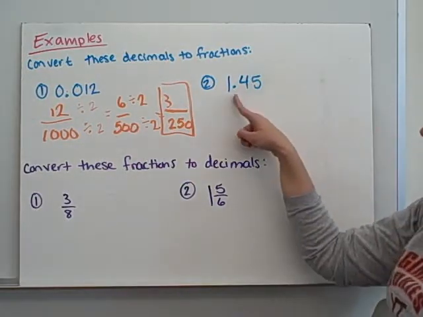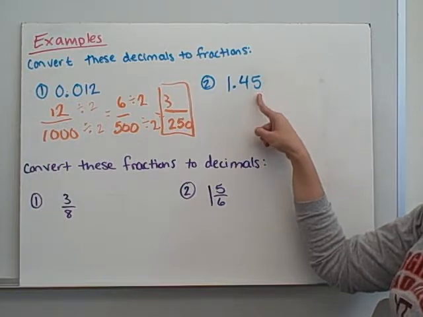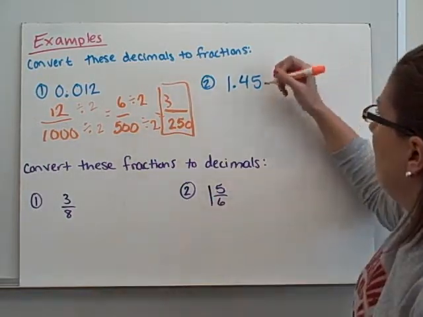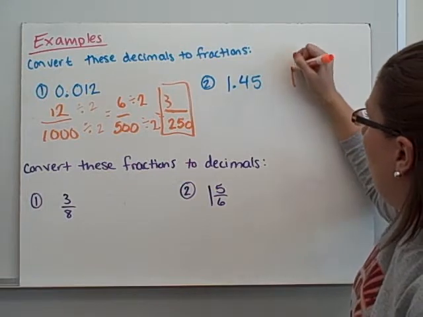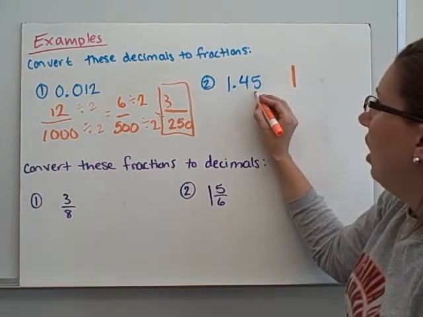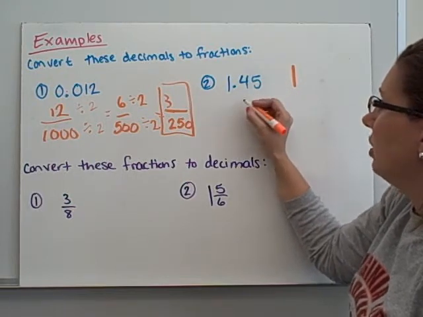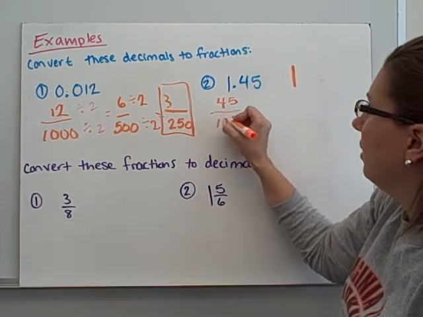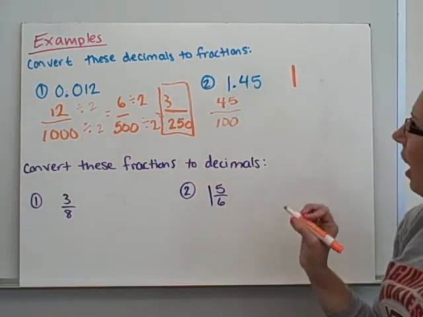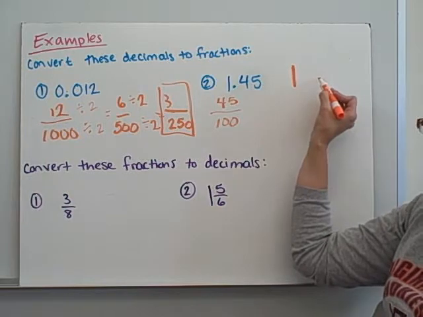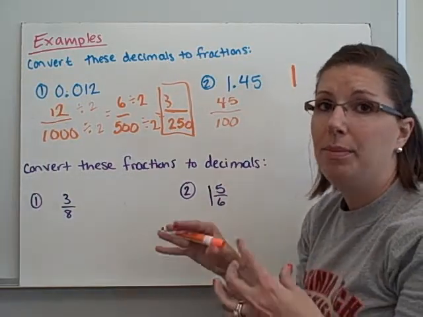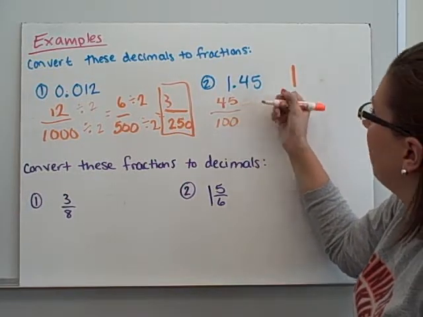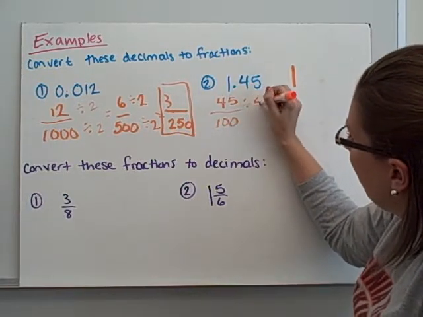The next one, 1 and 45 hundredths. Well, I have a whole number, so I know that that's going to be my whole number in my answer, 1. Now I have to create a fraction for this part, 45 hundredths. And once I finish, I'm going to put my fraction part next to my whole number, and I'm going to make a mixed number as my answer. So I can reduce 45 over 100. 5 goes into both of these.